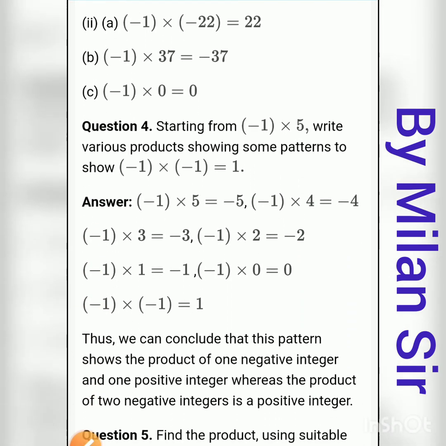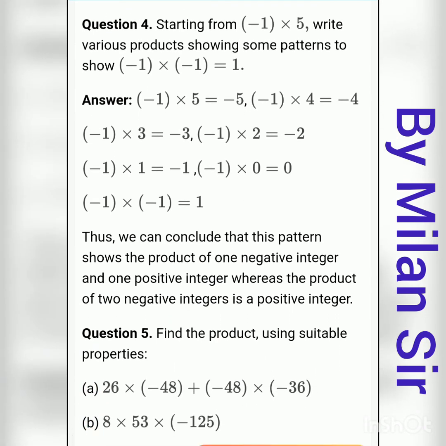Now next is question number 4. First of all, read this question. Starting from minus 1 multiplied by 5, write various products showing some pattern to show that minus 1 multiplied by minus 1 is equal to 1. We need to start from minus 1 multiplied by 5, and write the products up to minus 1 multiplied by minus 1 is equal to 1.